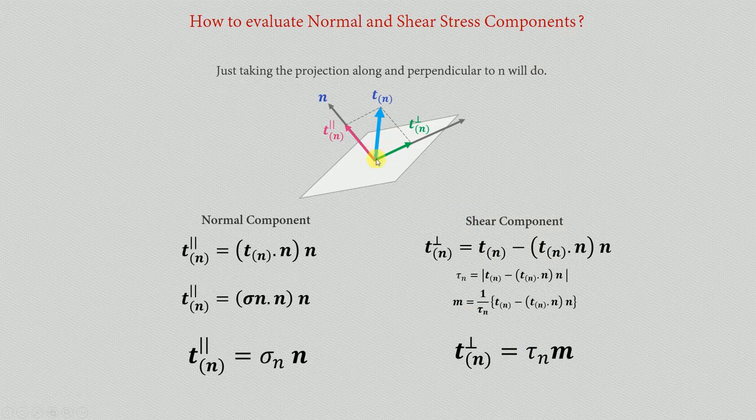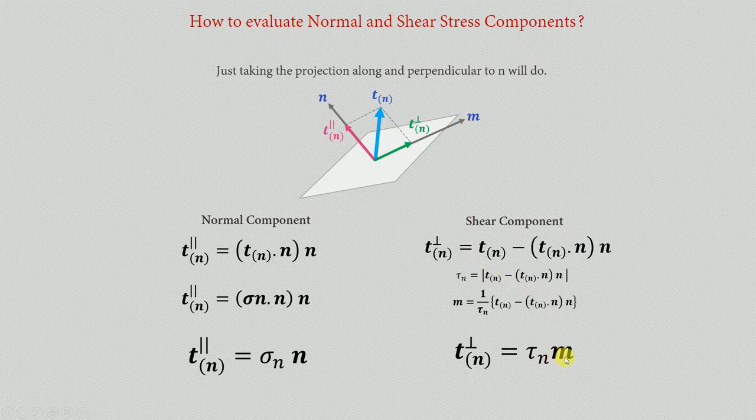This is the length of this green vector, and this is calculated from this. It's nothing but taking the magnitude of this, and m is nothing but normalizing this vector by dividing it by its magnitude, so we get a unit vector out of it. So that's a very simple representation of the calculation of the normal and tangential or shear stress components of the traction. Okay, nothing complicated in this slide.